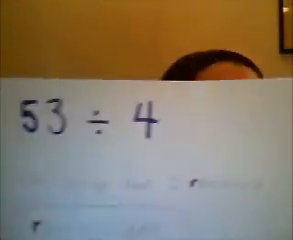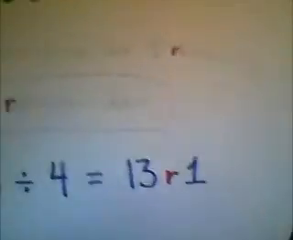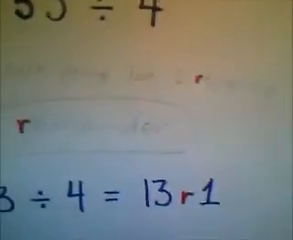So we say, okay, each one of you can have 13 sweets, and we're just going to leave that other one to the side. We've got 1 remaining, right? So 53 divided by 4, 13 in each group, but 1 remaining. And we call that one thing, 1 left over, that's remaining, a remainder. Remainder.